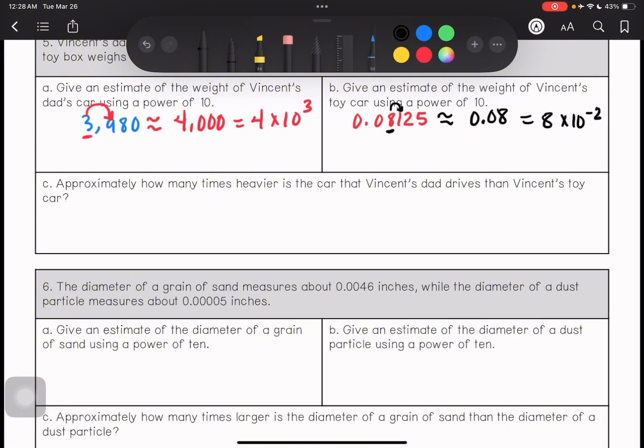Letter C, it says approximately how many times heavier. Here we go again. How many times heavier? Like the last one, how many times greater. So this should indicate to divide the problem. So we want to set up the problem. It says how many times heavier is the car that Vincent's dad drives than Vincent's toy car. So we have Vincent's dad's car divided by the toy car.